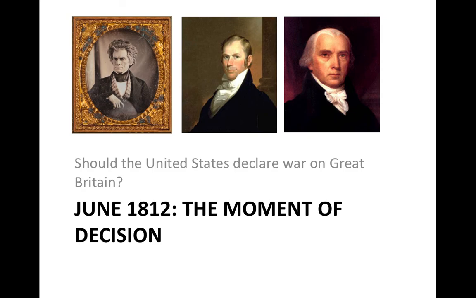So anyway, these War Hawks, so-called, John C. Calhoun, Henry Clay, were calling on this guy, President James Madison, to ask Congress for a declaration of war against Great Britain. And that is what happens, or what is being debated in June of 1812, a moment of decision for American political leaders. Should the United States declare war on Great Britain?